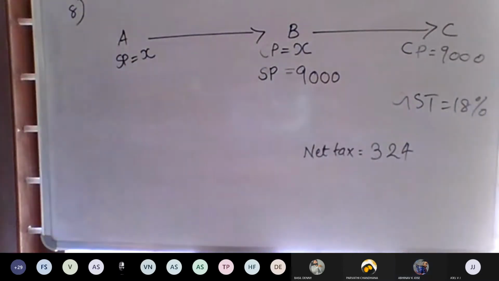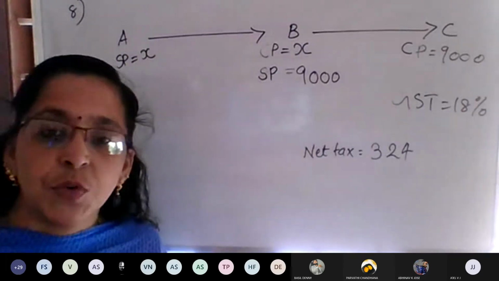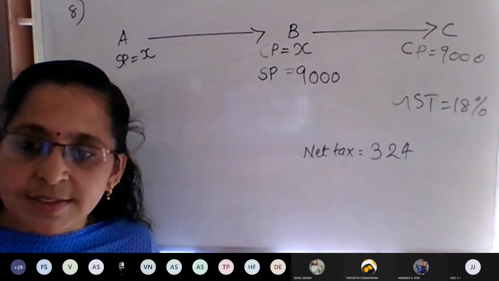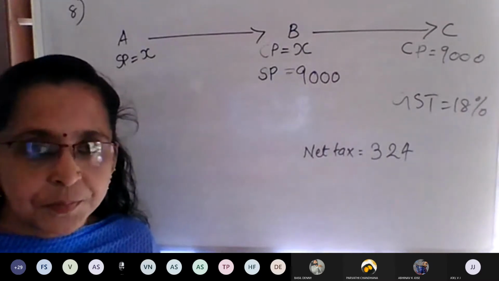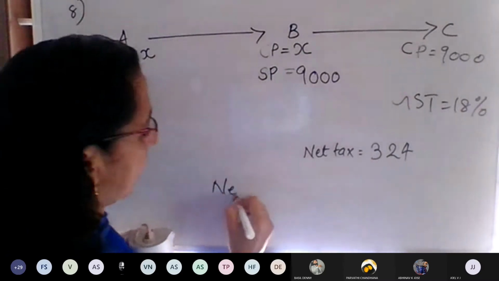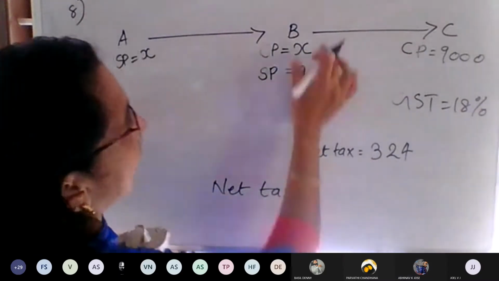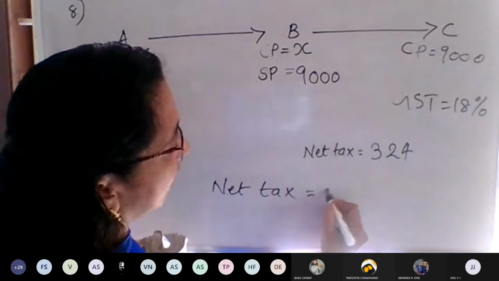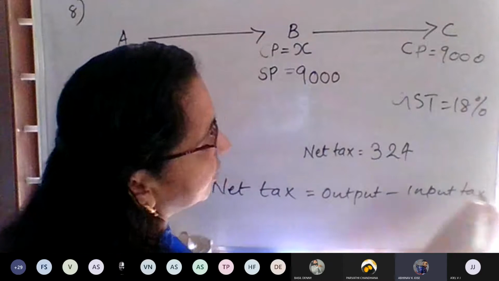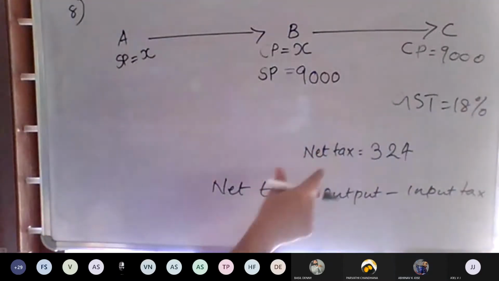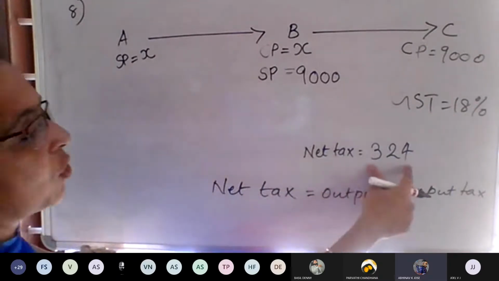Net tax is given as 324. Usually, which formula are we using? Net tax is equal to output tax minus input tax. Yes or no? Net tax of B is equal to what we are writing? Output tax minus input tax. Now net tax is given as what?